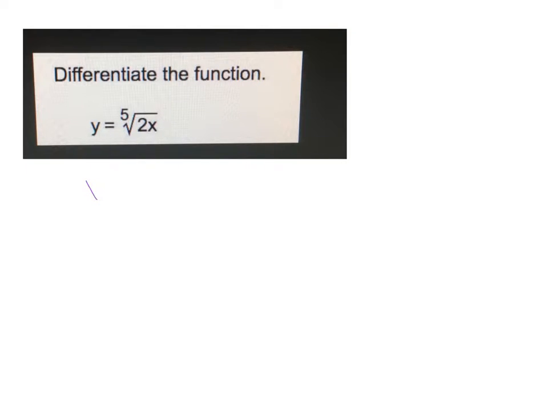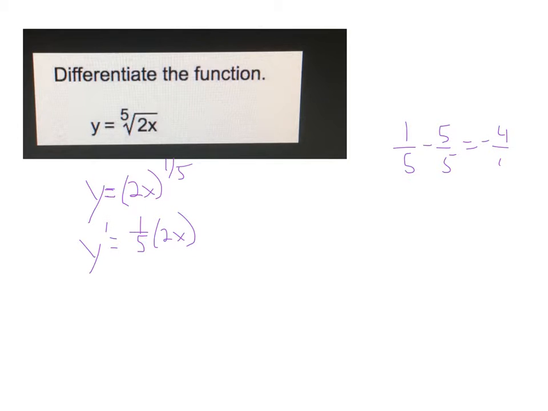For this one, what we're going to do first is write it in exponential form. So we're going to write it to the exponent 1 over 5 instead of the fifth root. And so y prime will be 1 over 5 times 2x, and we're going to take 1 over 5 minus 1, which is the same as 5 over 5, so that's minus 4 over 5 for the new exponent.